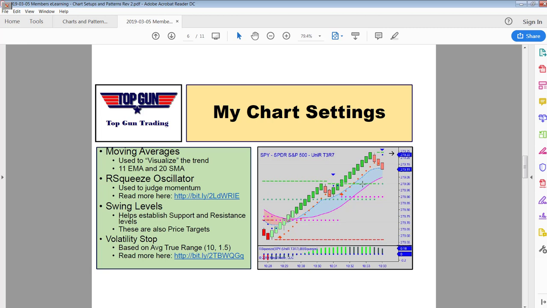This shows as blue, but in fact it's a kind of blue-green. This shows that you're in an uptrend. Vice versa, if the faster moving average is below the slower moving average, you get this reddish tint to it. So this visually tells me I'm in an uptrend.